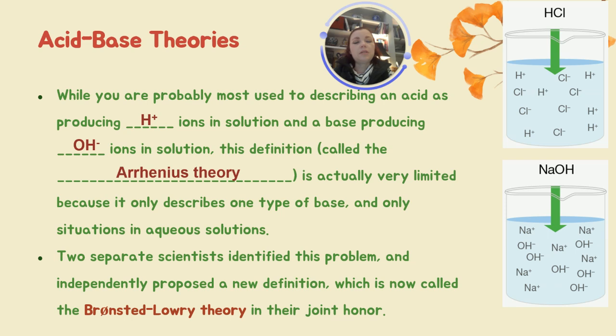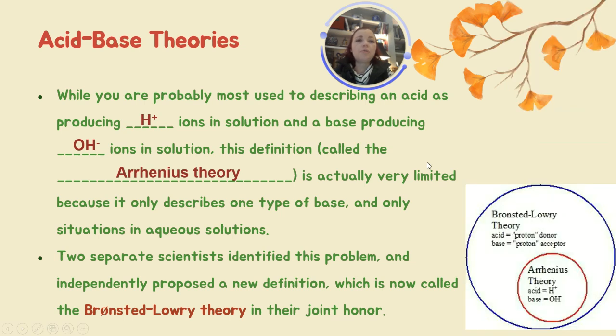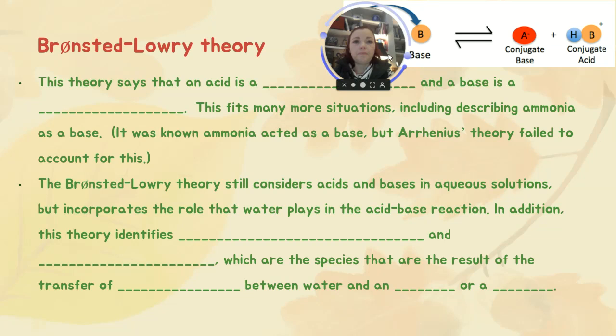Two separate scientists identified the problem and independently proposed a new definition, which is now called the Bronsted-Lowry theory in their joint honor. One thing I want to point out is that the Arrhenius theory is not incorrect. It is just a much more limited theory than the Bronsted-Lowry theory. If you look at this graphic down here, you can see the Arrhenius theory actually fits inside the Bronsted-Lowry theory. The acid definition doesn't change much at all, but the base definition does.